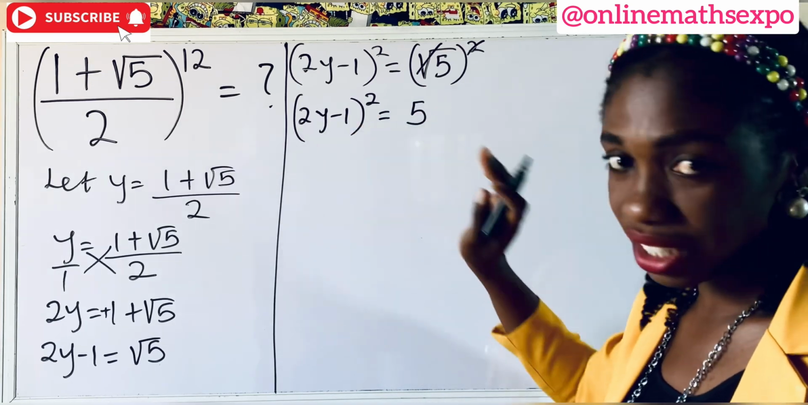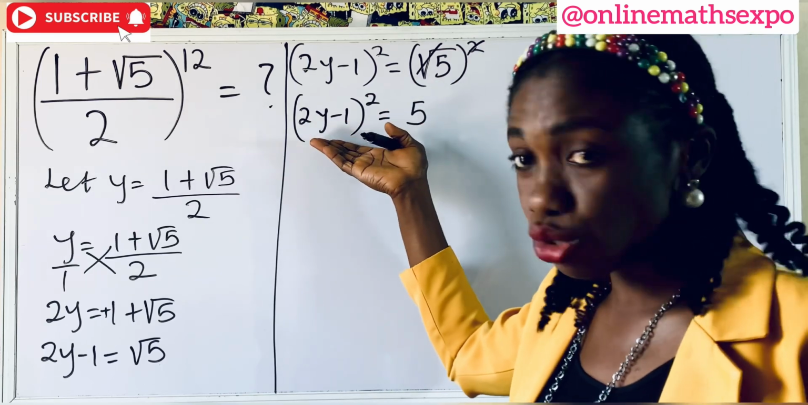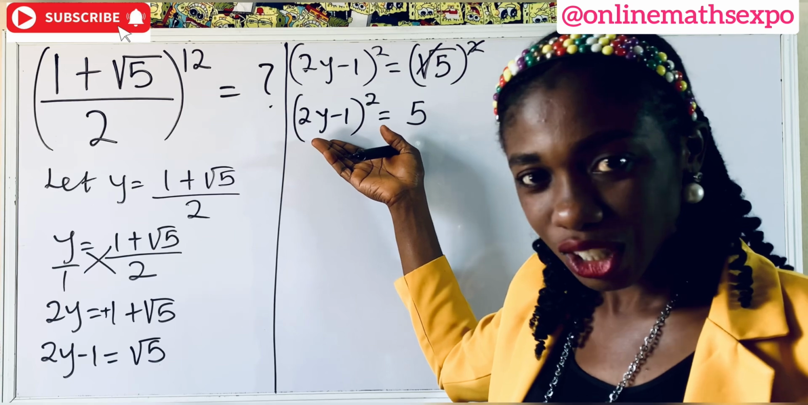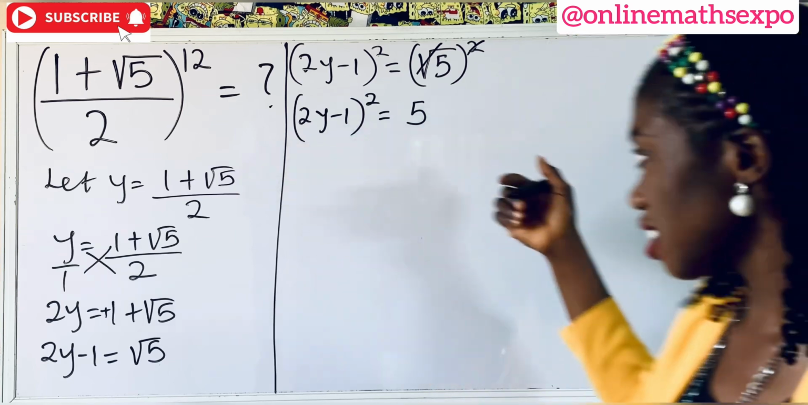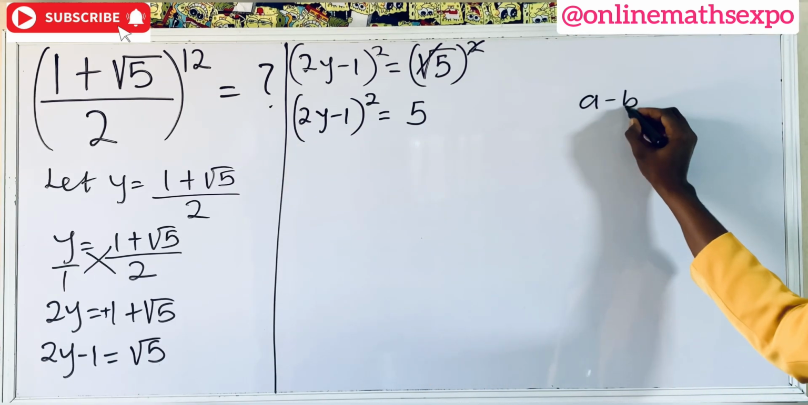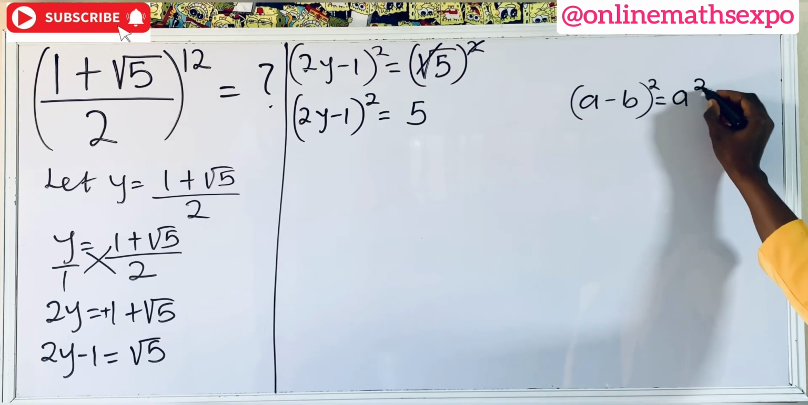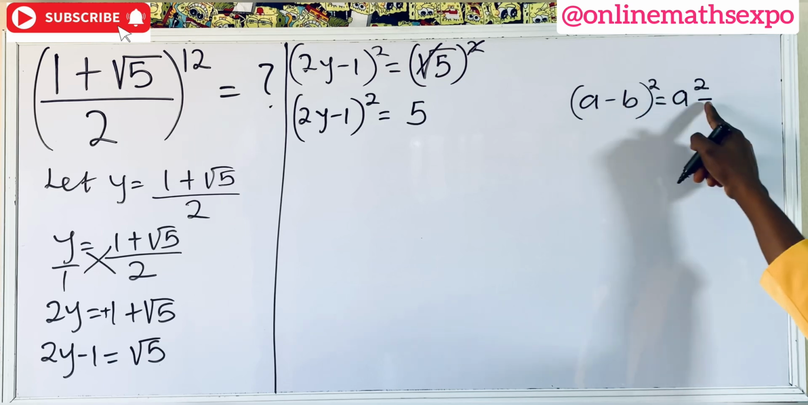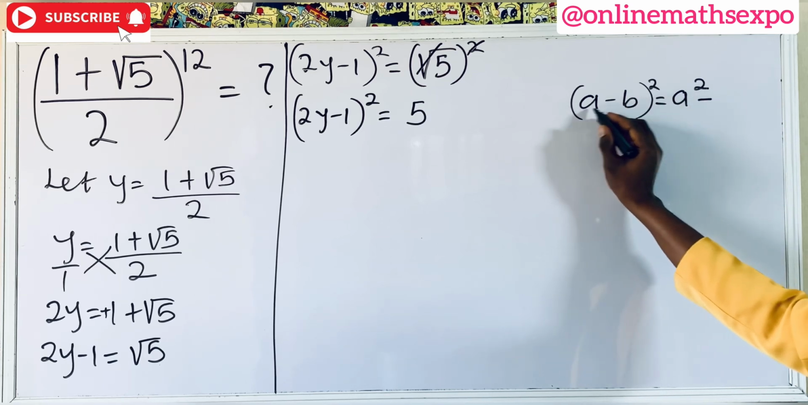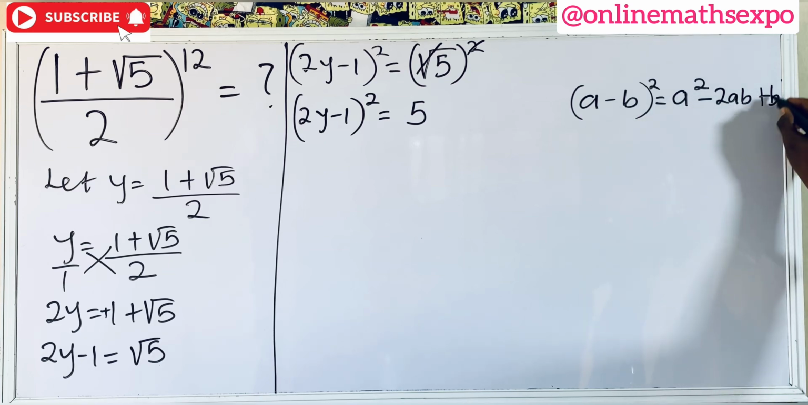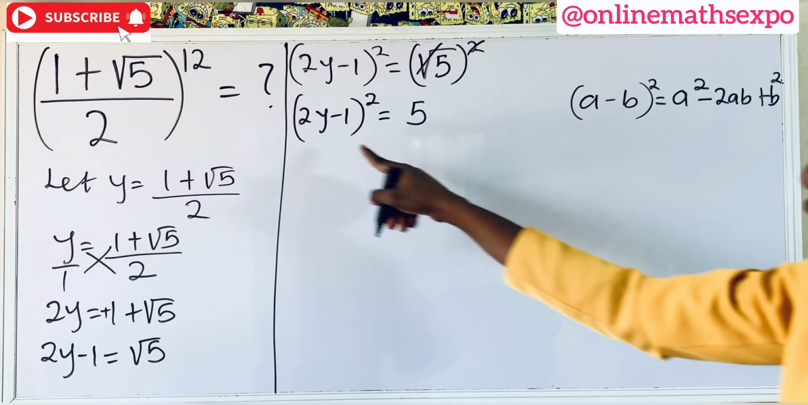We are going to expand this. There are a lot of ways you can use to expand, okay? But I want to expose you to how to use the algebraic formula, which says that if I have a minus b to the power of 2, you raise a to the power of 2, then minus, use 2 to multiply a and b, then raise b to the power of 2. This formula is what we're going to use here.